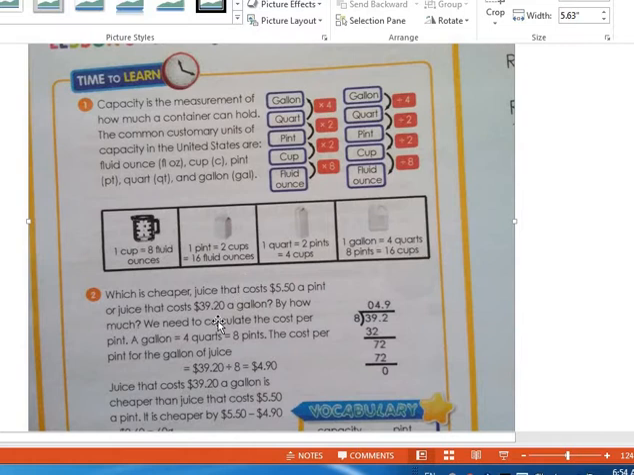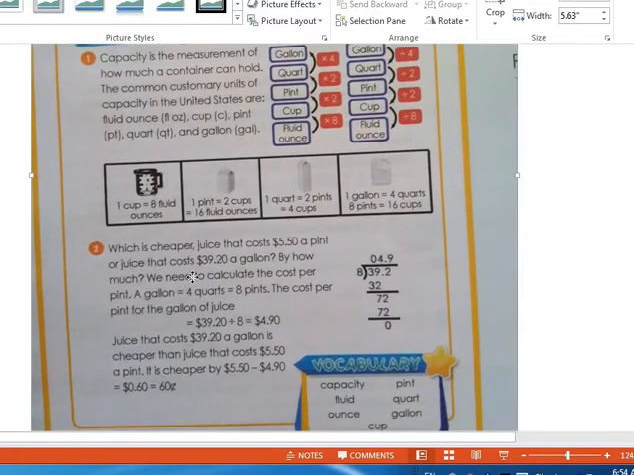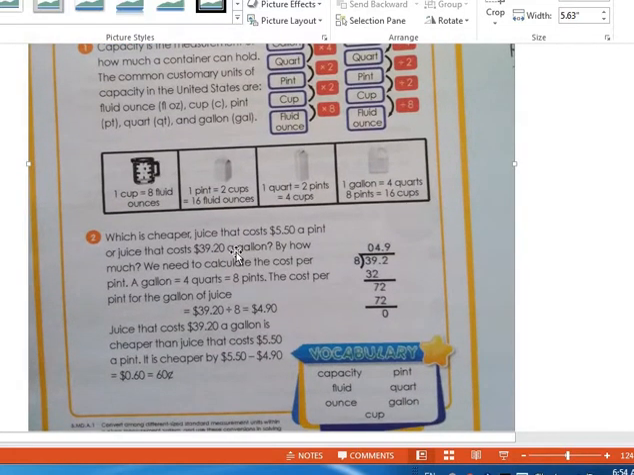So here is an example. Which is cheaper: juice that costs $5.50 a pint, meaning my dad goes and buys us a pint for $5.50, or a gallon of the same juice for $39.20? What do you think? Yeah, I have to calculate the cost per pint.